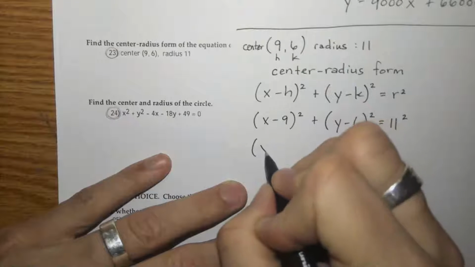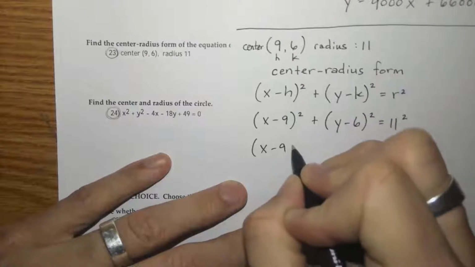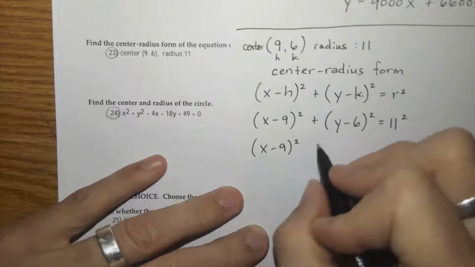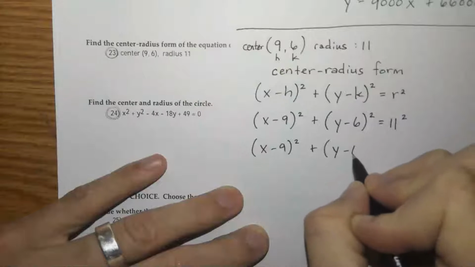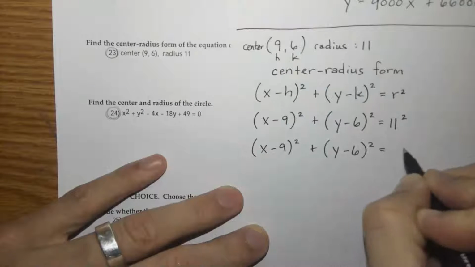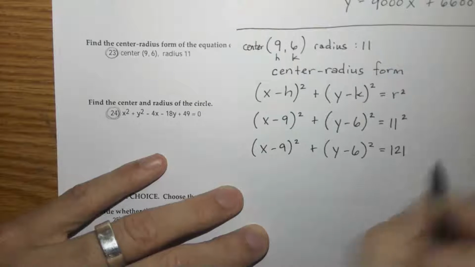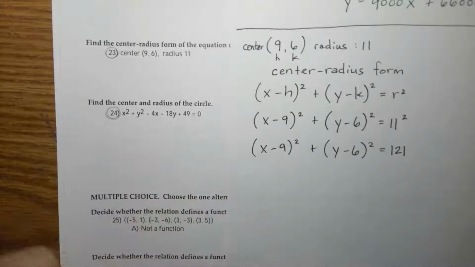So we're still going to get x minus 9 squared plus y minus 6 squared equals 121. That's just 11 times 11.